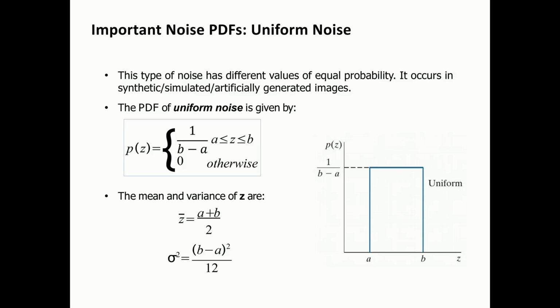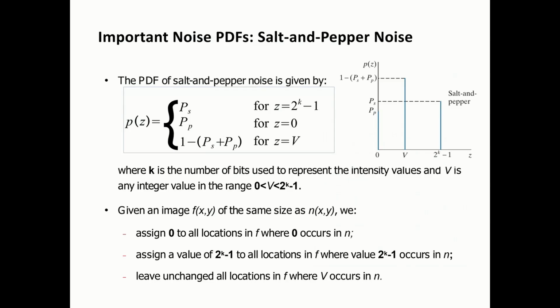It's very evenly distributed, so this cannot be in a real case. It can be in some simulated case. Okay. And now with the mean, variance and PDF. Okay. And now one of the most famous noises in image processing is Gaussian.